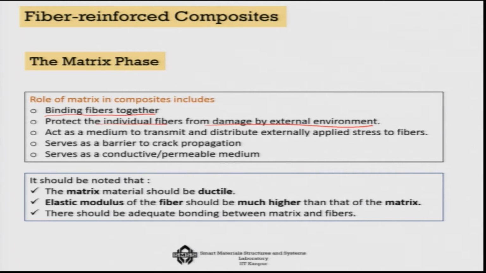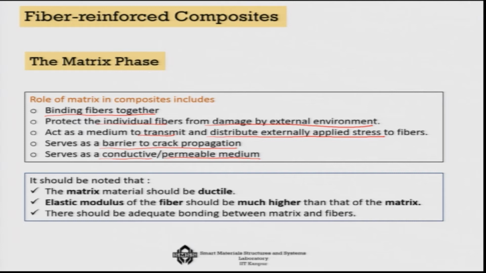It acts as a medium to transmit and distribute externally applied stress to the fibers. I also told you that the matrix takes the load first and makes sure that none of the fibers remain idle; they get equally loaded. It also serves as a barrier to crack propagation. If cracks start, the matrix is the first barrier, and then it goes to the fibers. Sometimes it serves as a conductive or permeable medium. This is very important when we will be making smart composites.